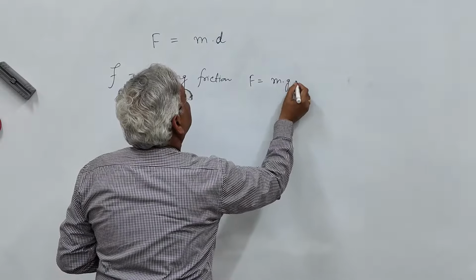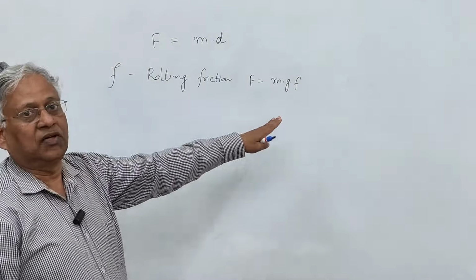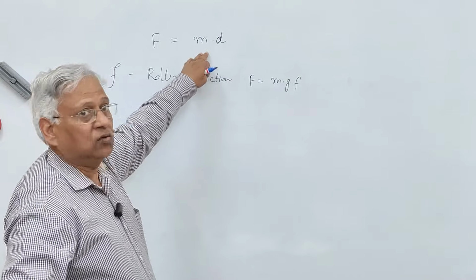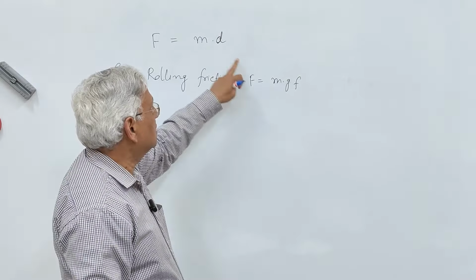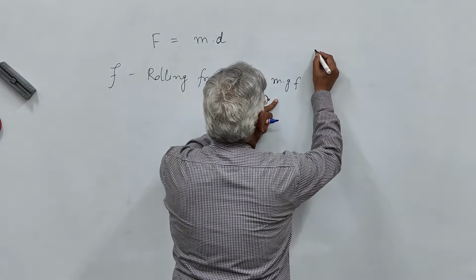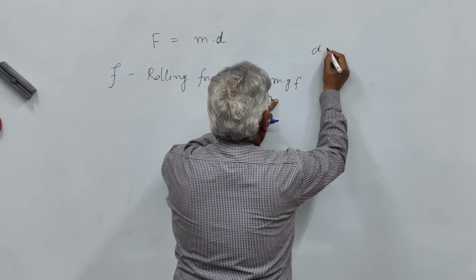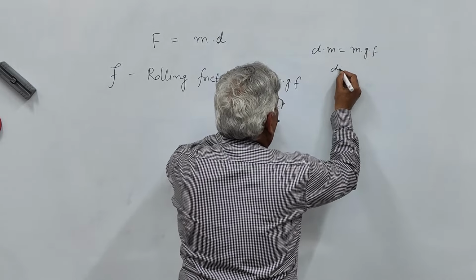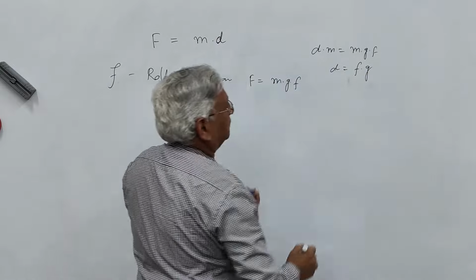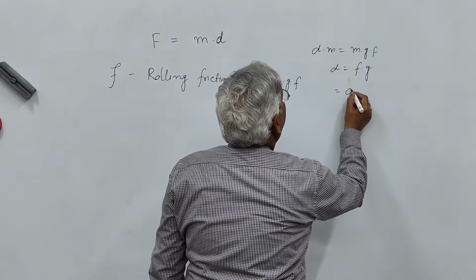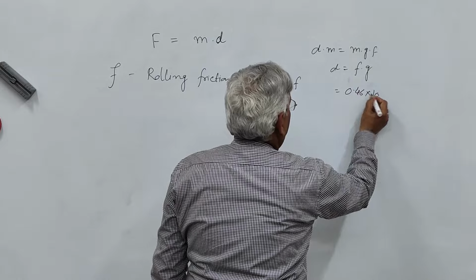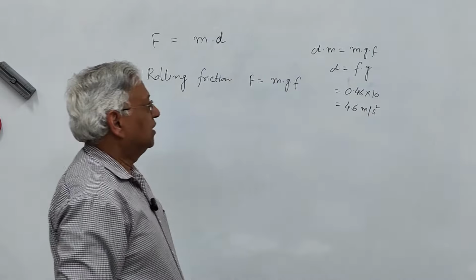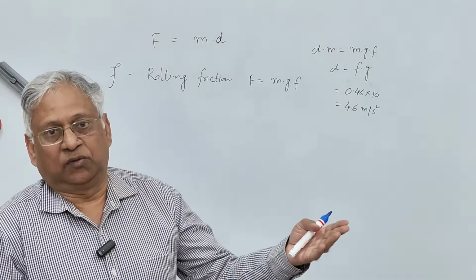M into g into f. f is the rolling friction. So this is the rolling resistance of a moving vehicle. This is the force required to decelerate a vehicle, and therefore these two must be equal, and that gives you that d into m is m into g into f, or d is equal to f into g. So f is given 0.46 and g is 10, so that is 4.6 meter per second square. That is the rate of deceleration on a level ground.